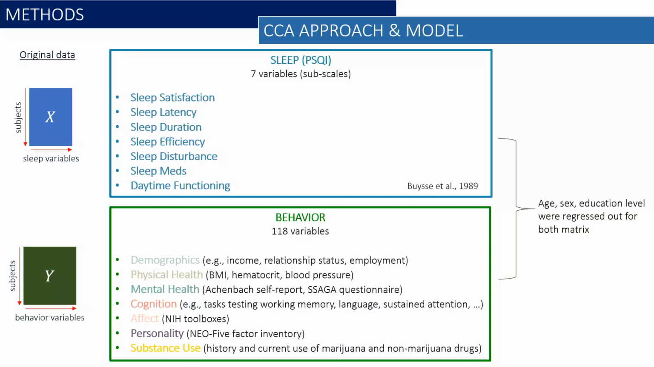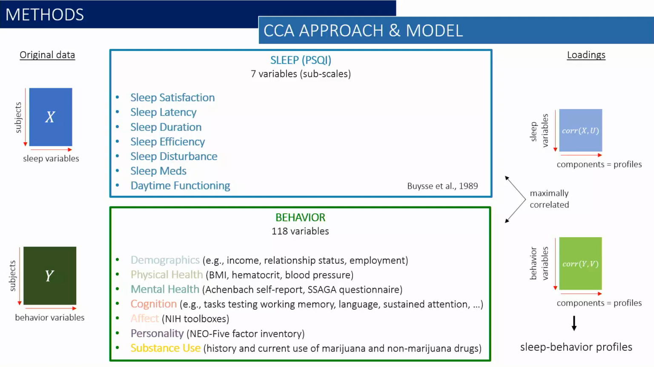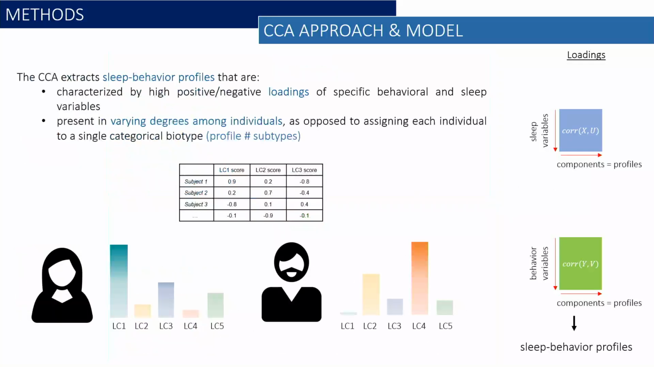On the other matrix, we used 18 variables that relate to behaviors that could be linked to lifestyle, but also mental health, physical health, cognition, affect, personality, etc. So we deployed the CCA on these two matrices, which extracted latent components that we call sleep behavior profiles, and they are characterized by high loadings in distinct variables in both matrices. It's important to note that we're not trying to subtype people. It is extracting profiles that are within all of us, but at varying degrees.